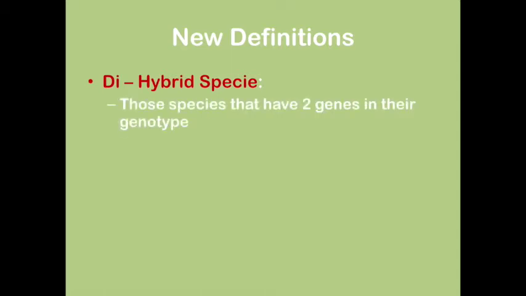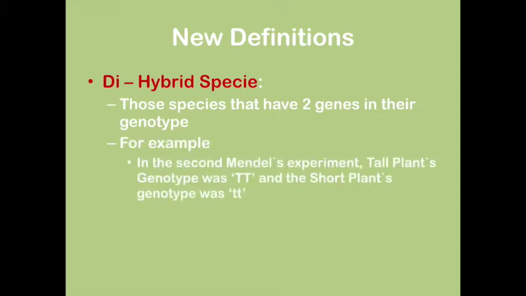Now we will be defining a dihybrid species. Those species which have two genes in the genotype are called dihybrid. For example, in Mendel's second experiment, the tall plant had a double T and the short had a double small t. As these have two genes, these are called dihybrid species or plants.